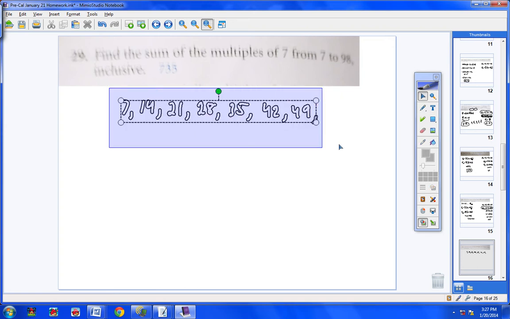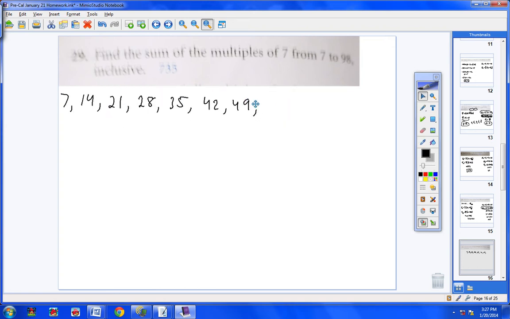We probably should use the formulas. I'm probably setting a bad example, but I think I can do this faster than the formulas. Let's see, 56, 63, 70. I'm almost there. 77, 84, 91, 98. All right, so we're going to add up all those terms. 7 is a subscript 1, and 98 would be a subscript, I don't know, let's see.